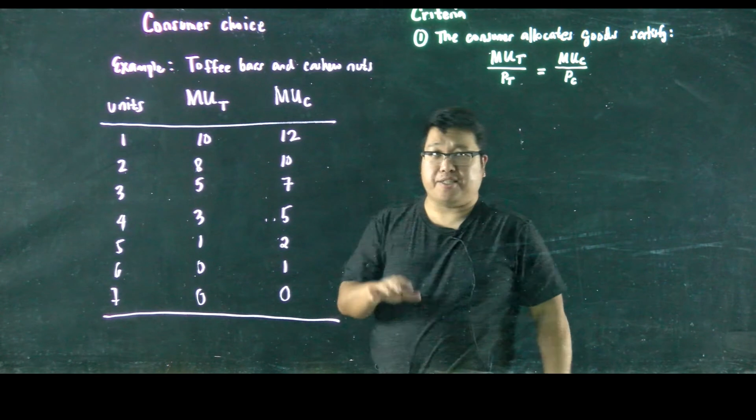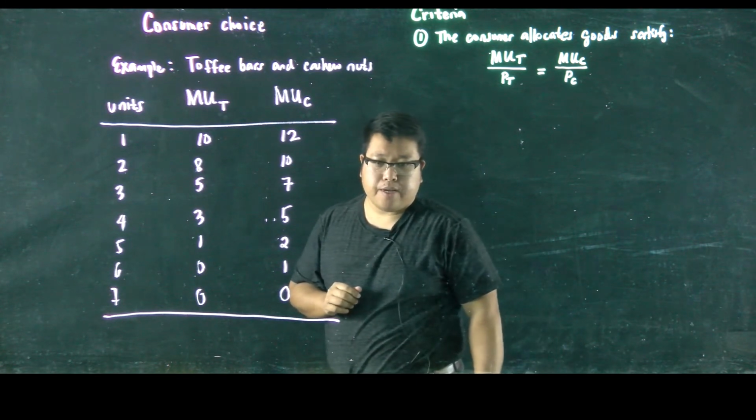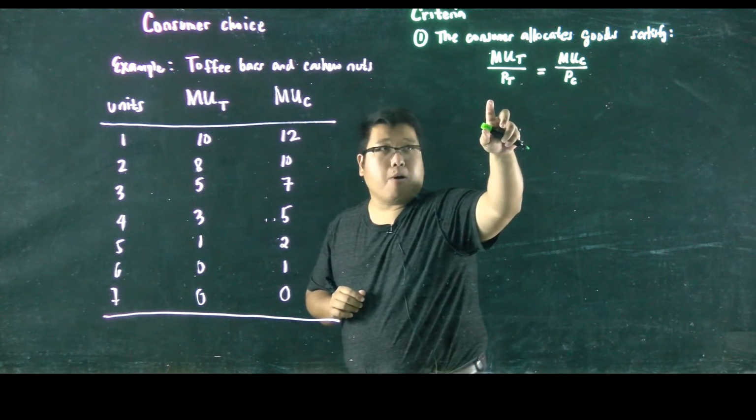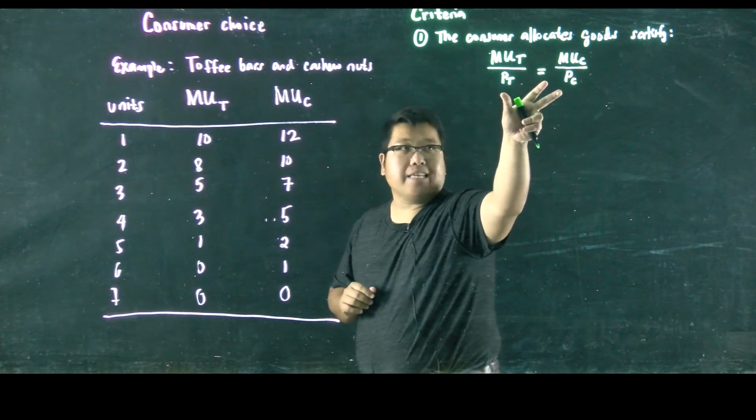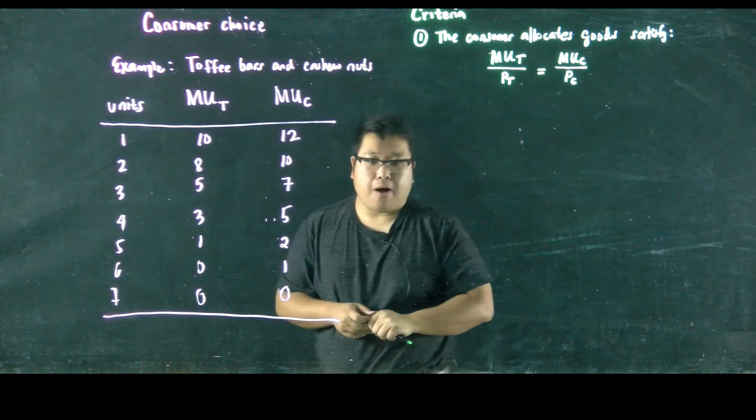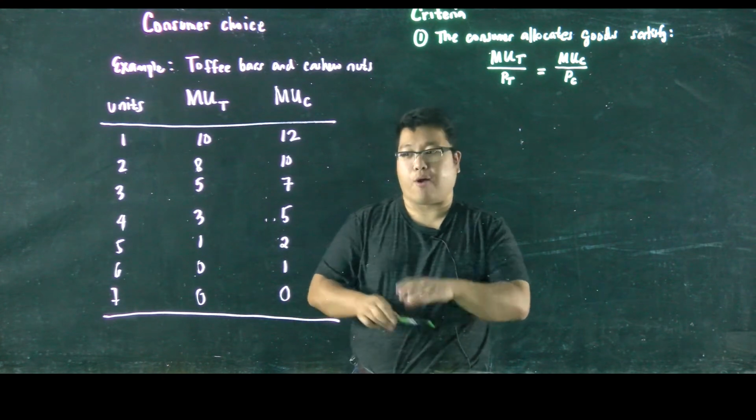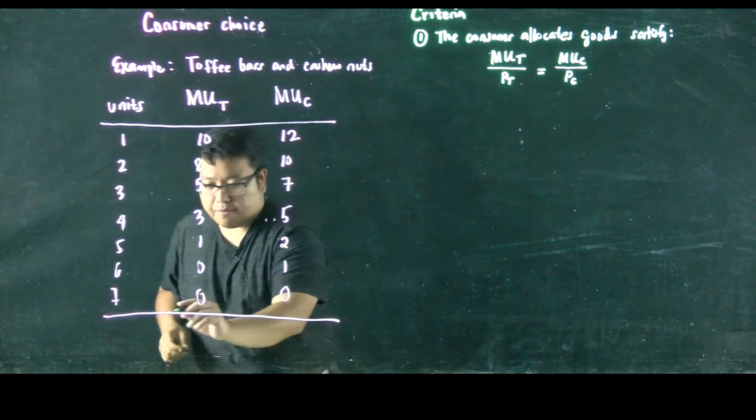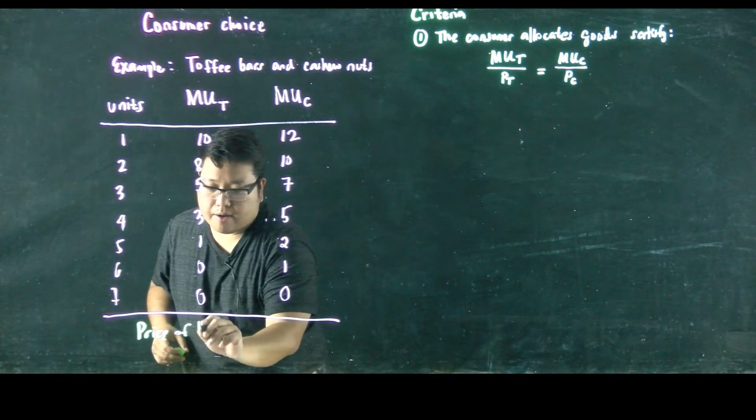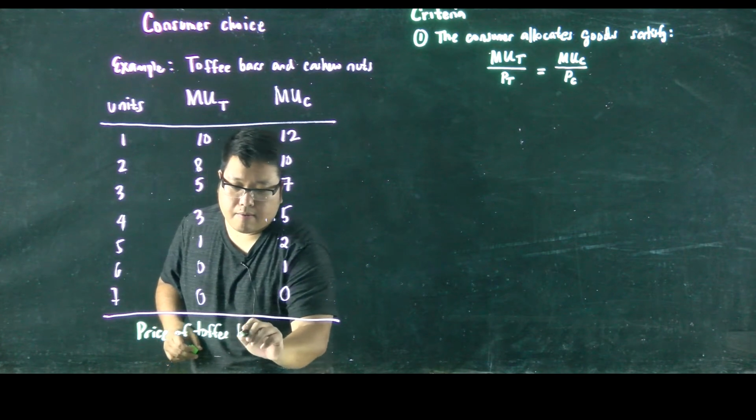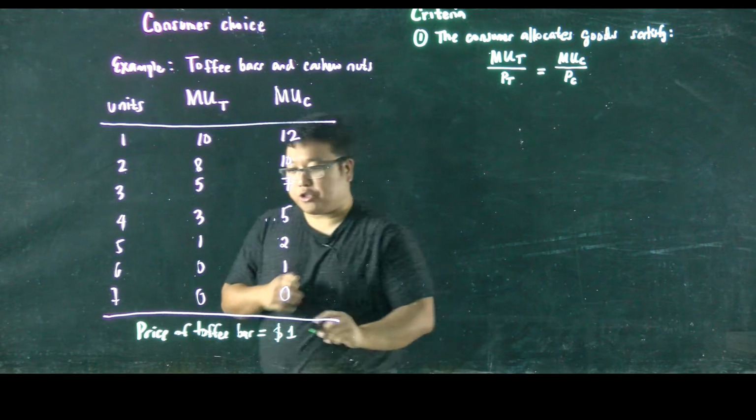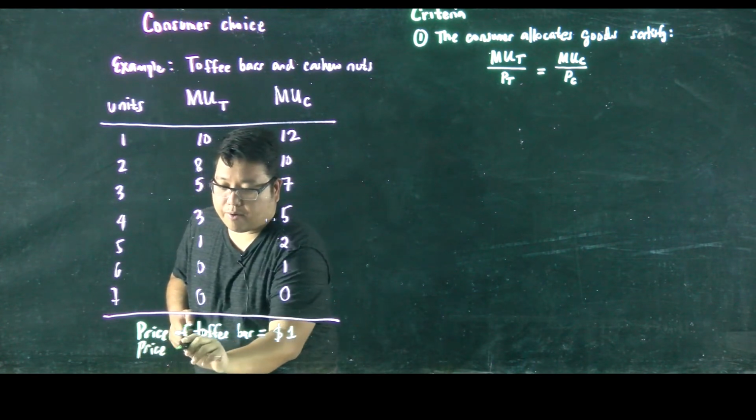We don't have information on prices yet. I'm going to give that to you later. So in other words, the consumer allocates goods in a way that the marginal utility obtained from the last dollar of each product is equal. So that's the whole idea. Now, let's suppose that for our problem, the price of toffee is equal to $1, and the price of cashew nuts is the same, $1.